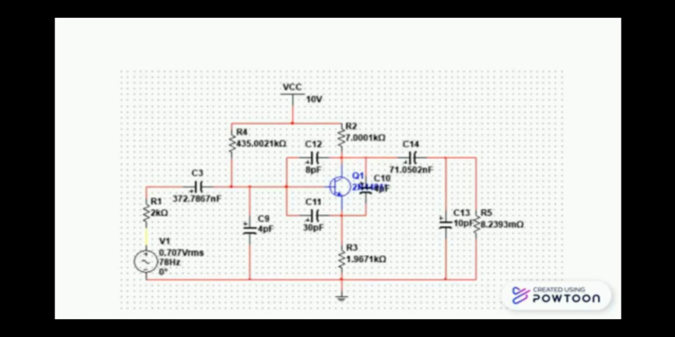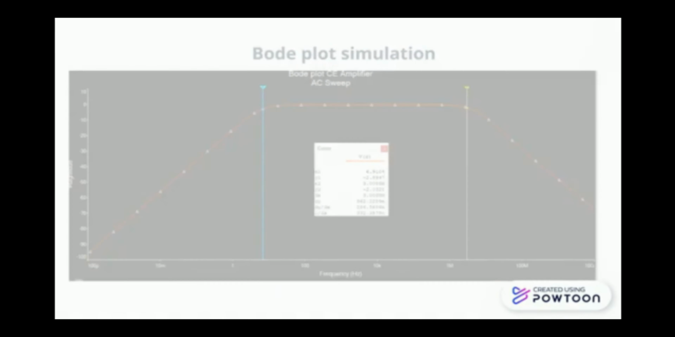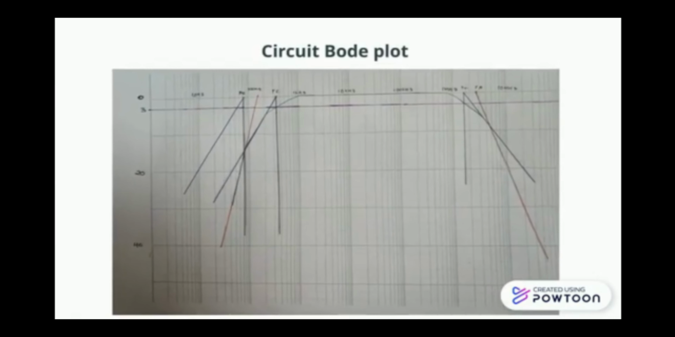After we get all the values, we put them into the circuit, then we run the simulation to get the Bode plot graph. This is our Bode plot simulation, and this is our sketch of the Bode plot graph. Okay, for the conclusion, it can be said that this task is successful because the theoretical value, the value that we calculated, and the simulation value are almost the same, with a small absolute error.